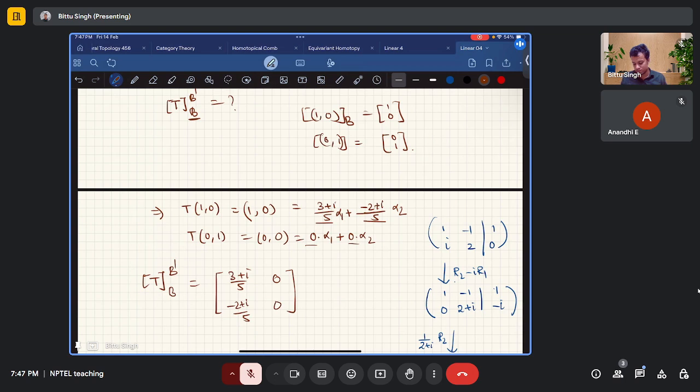Similarly, you can find solutions of other similar kinds of problems, matrix representations.